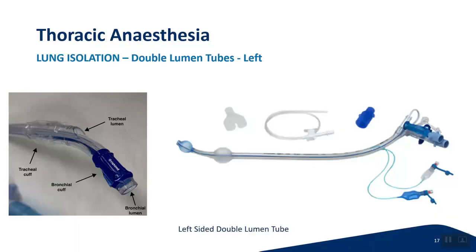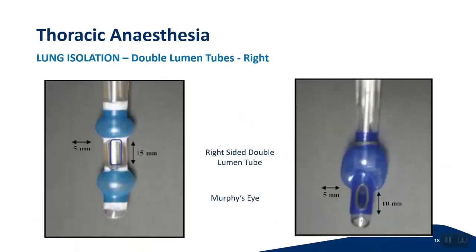Left-sided tubes are most commonly used and less contraindicated as they are easier to insert. As mentioned previously, the right-sided DLT has a distal side opening to allow for ventilation of the right upper lobe. This is shown in the image.